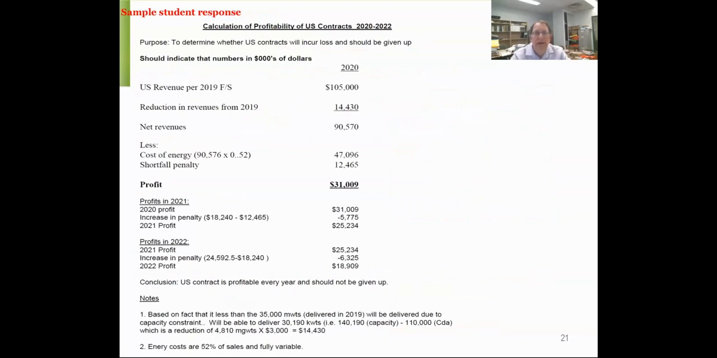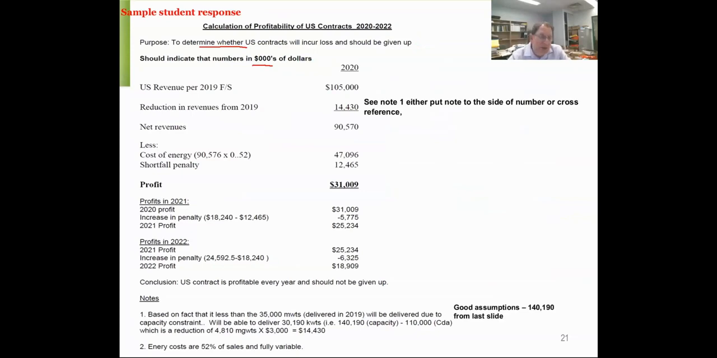All right. Now, from a candidate, calculation profitability of the U.S. contracts. This one I thought was a little harder because there weren't that many adjustments here. So you should have done this, by the way, in zeros. The purpose is a nice purpose to determine whether U.S. contracts will incur loss and should be given up. Okay, fine. So should we give up the U.S.? Well, let's see. Our revenue, okay, should have been in 3 zeros, fine.